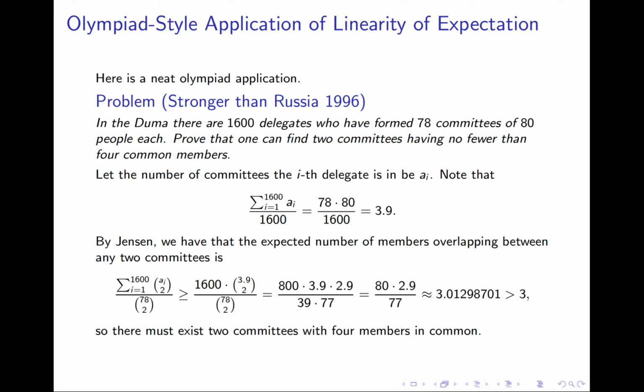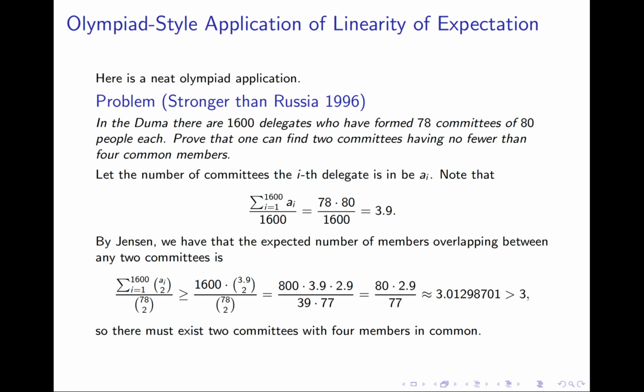So to solve this problem, what we're going to do is we're going to try to compute the expected overlap between any 2 committees. And so if we let the number of committees the ith delegate is on be a_i, then for each member, we can choose 2 of the committees they're on, and that will be 1 overlap.